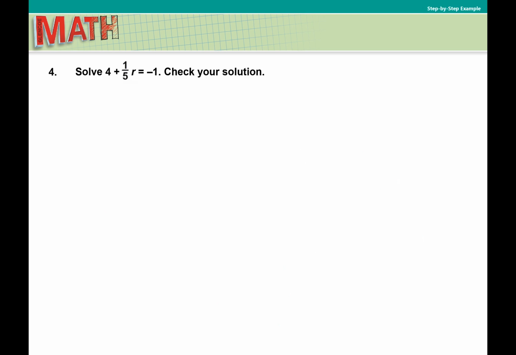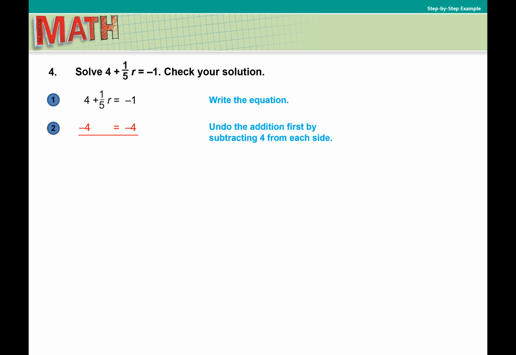That equals 3. This is true, which means my solution is correct. Okay, solve 4 plus 1/5 r equals negative 1. Rewrite the equation. Right now we have a positive 4, so we need to subtract 4 in order to get that out of there. What we do to one side, we do to the other.